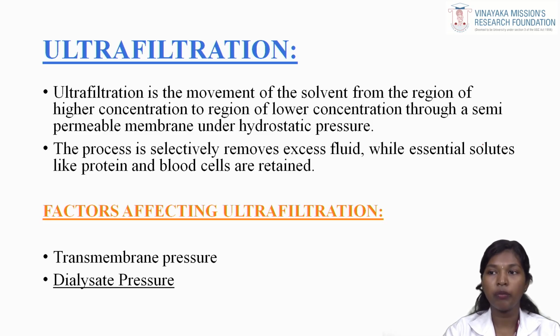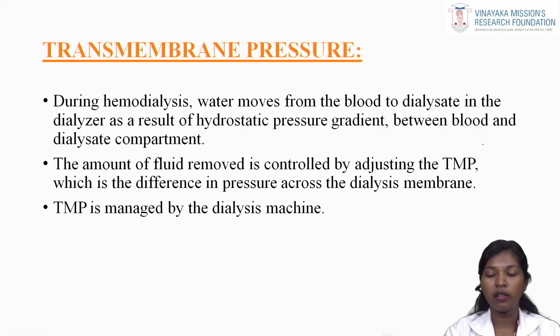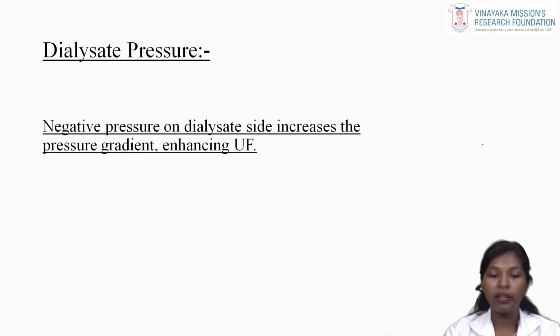There is a repeated alarm when the transmembrane pressure is high. So clearance will surely be affected. There is no proper removal of fluid. Transmembrane pressure is managed by the dialysis machine. Transmembrane pressure, shortly called TMP, is completely managed by the dialysis machine. The dialysate pressure: negative pressure on the dialysate side increases the pressure gradient, enhancing the UF. Thank you.